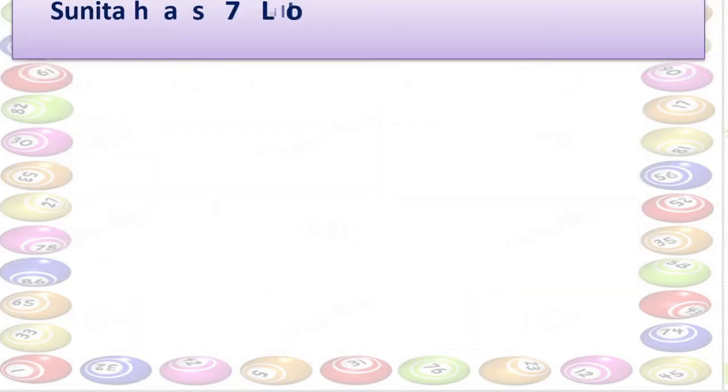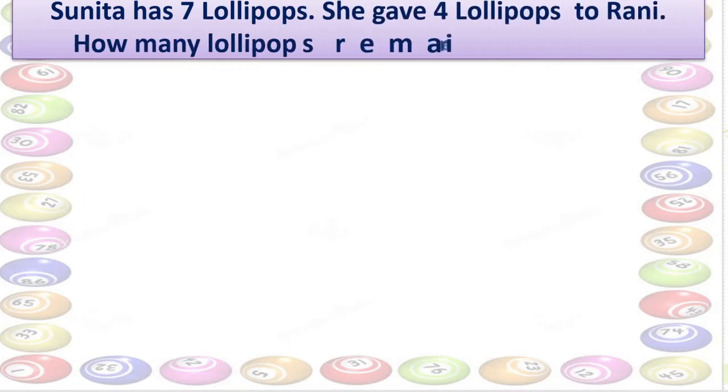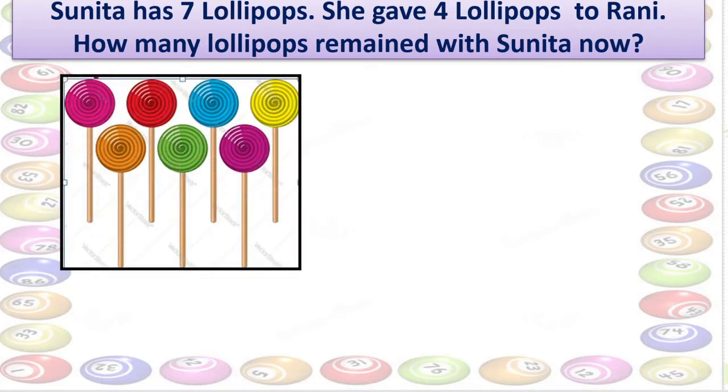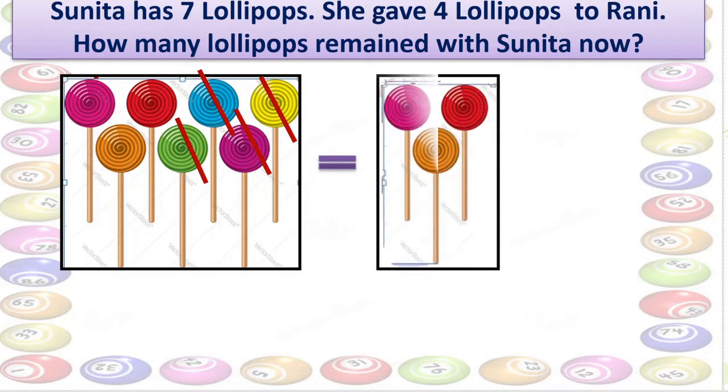Now we'll move to the next one. Here Sunita has 7 lollipops. She gave 4 lollipops to Rani. How many lollipops remained with Sunita now? Yes, 7 lollipops are with Sunita. She gave 4 lollipops to Rani, so we will cut 4 lollipops. 1, 2, 3 and 4. Okay. Now see dear children, you can count there. How many remained? Yes, only 3 remained.